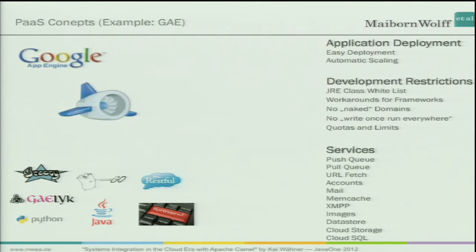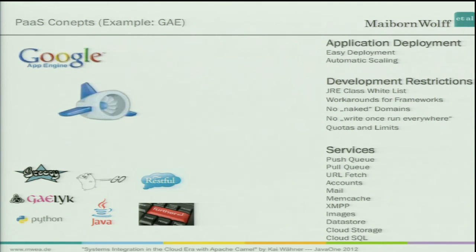Platform as a Service has the advantages that you can easily deploy it and you have automatic scaling. So you don't have to start your instances by yourself as you have with Infrastructure as a Service. So with Amazon Web Services, you have to start your instances by yourself. And here it's automatically done via your provider. And you of course have several restrictions. The ones with Google App Engine are really high.